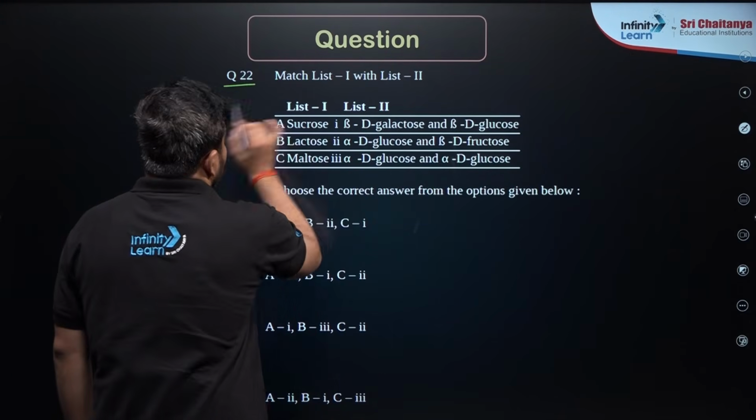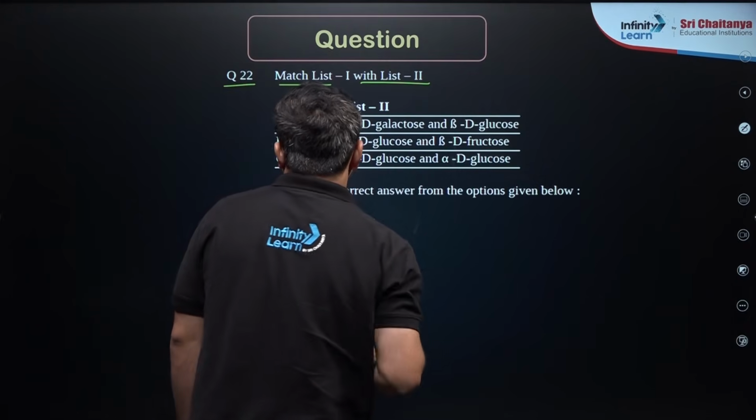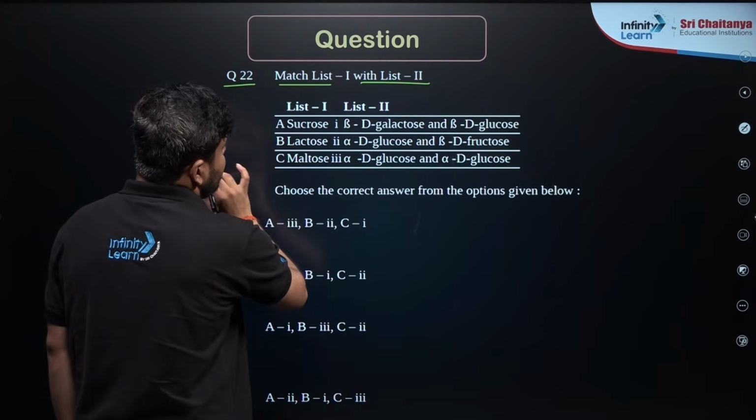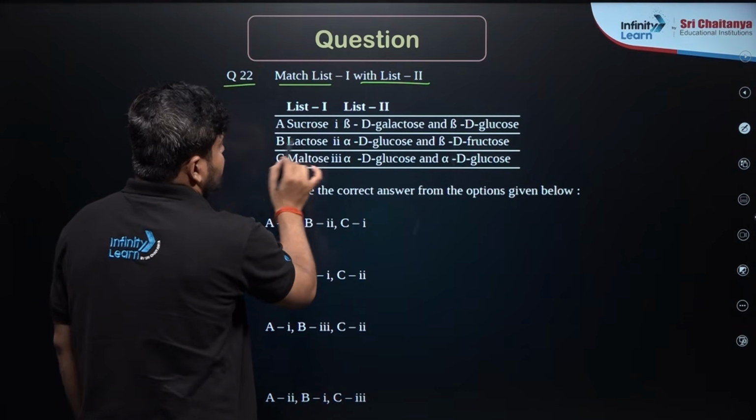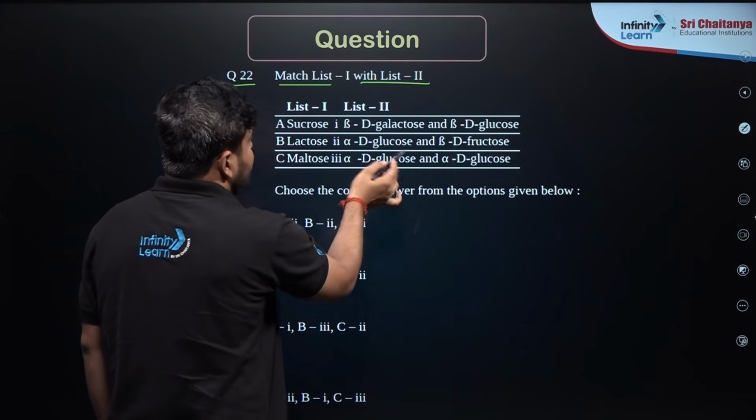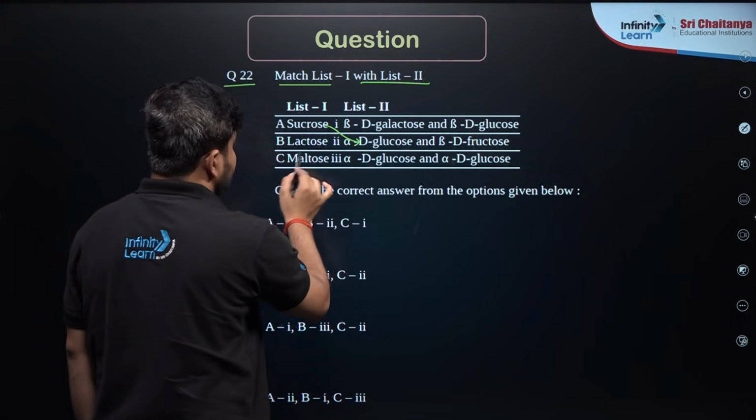In question number 22, match list first with list second only. Sucrose is basically going to combine with alpha D glucose and beta D fructose. So this is the answer.